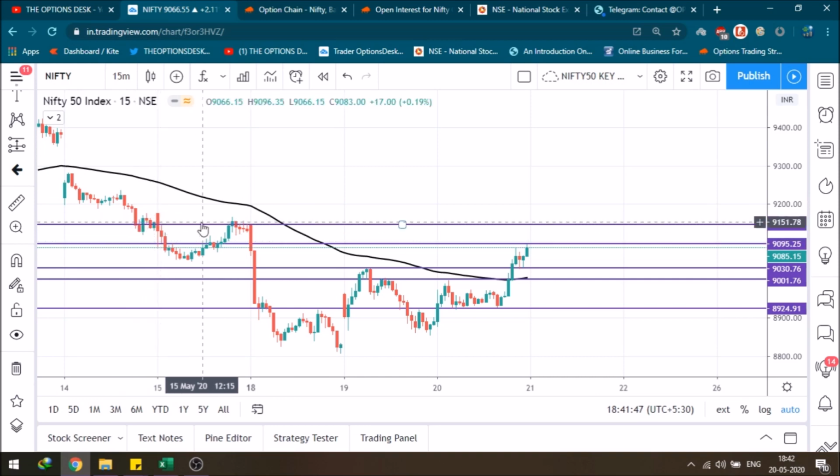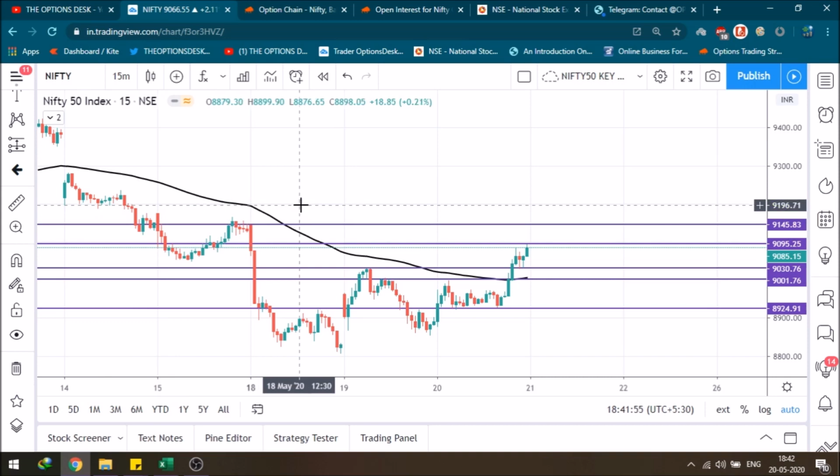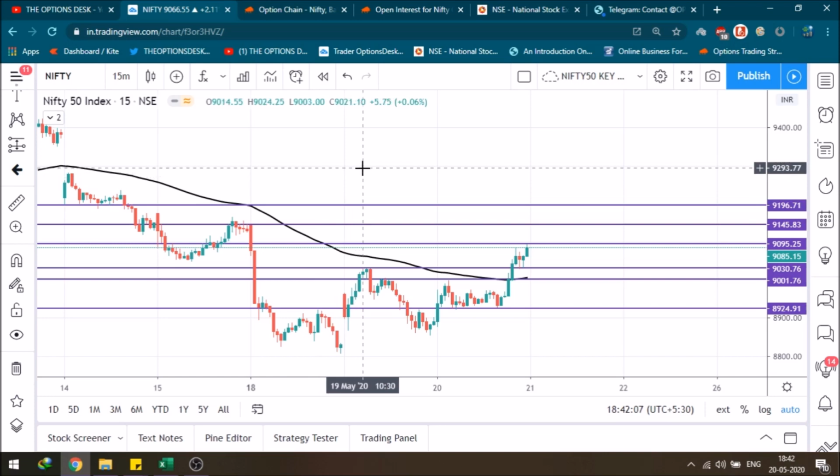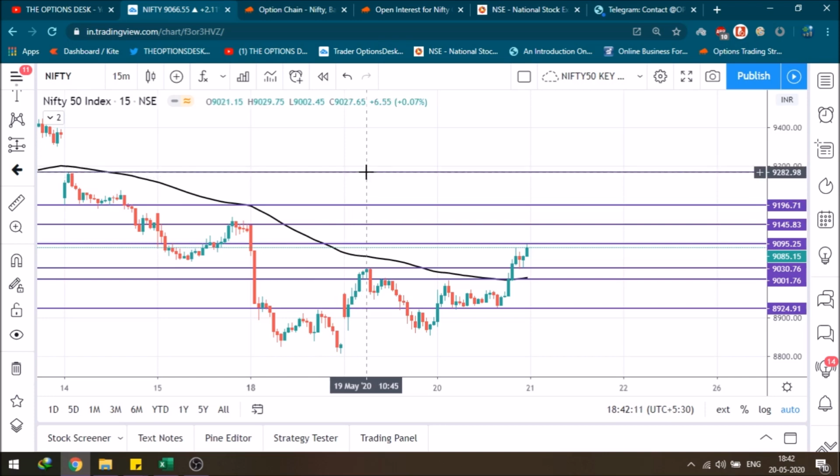So this level, that is 9145 or around 9150, will act as a very major resistance when the Nifty starts to move on the upper side. On the upper side, let's see what other levels we can expect. The 9200 level, that is 9196, can act as very good resistance for the Nifty 50. And the maximum resistance stays at 9282 or 9280, which can act as a very major resistance for the Nifty 50.